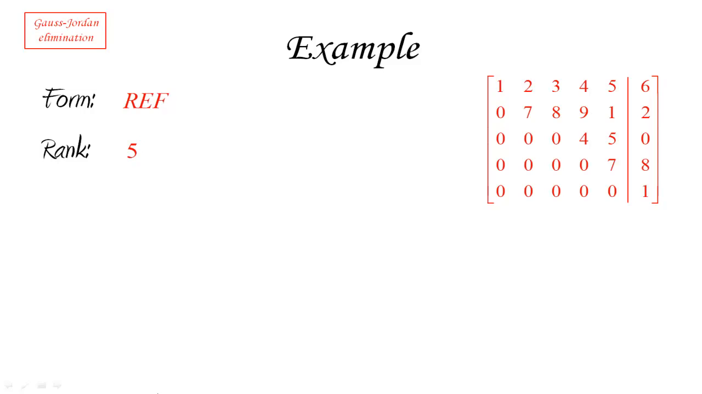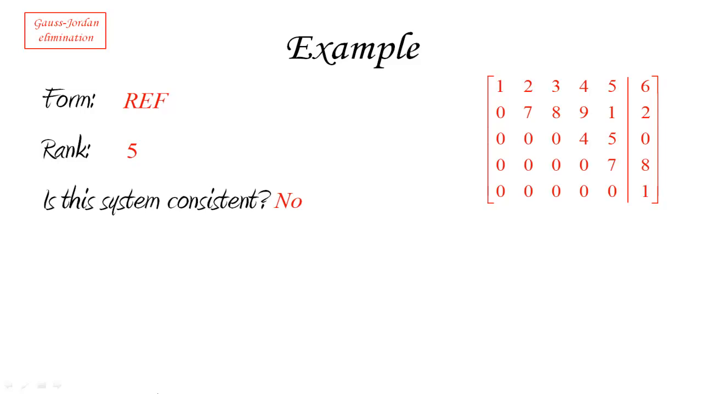Here is something else that the REF can tell us, even though it is not unique. Ask yourself, is this system consistent? Well, just look at the last row. The last row reads 0 equals 1. That is, of course, a false statement, which means that no matter what value we give to our variables, this system is going to be false, and therefore this system does not have any solutions.